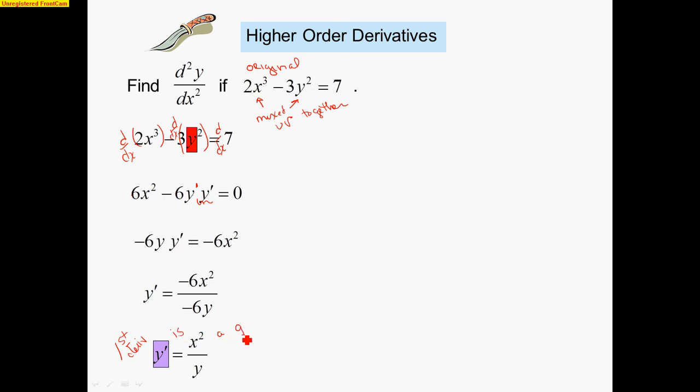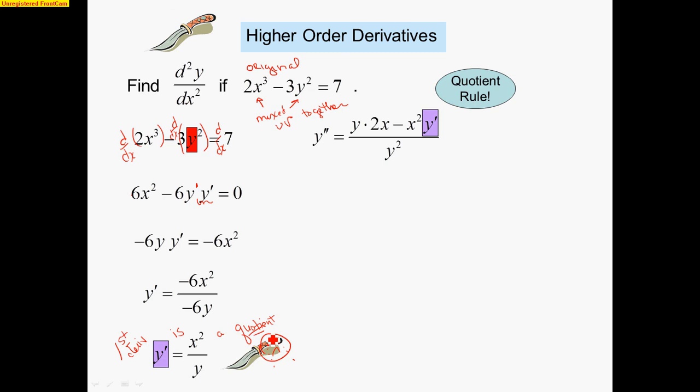a quotient. What does that mean? To find the second derivative, what are you going to have to do? If your first derivative is a quotient and you need to find the second derivative, dagger, you're going to need the quotient rule. What the hee-haw is that? Copy that down while we think about it for a second.